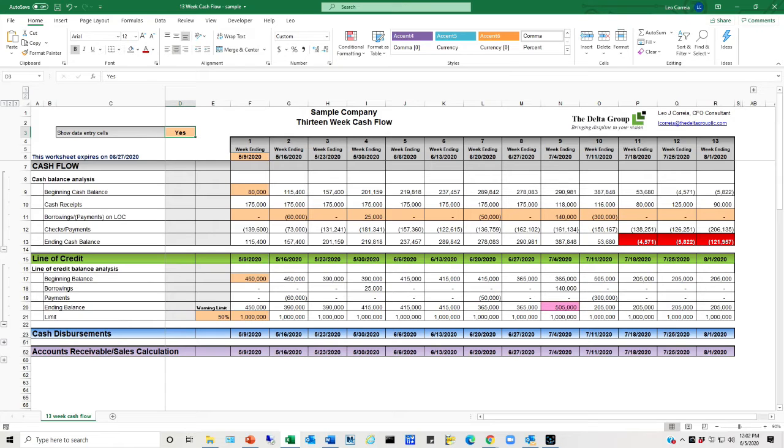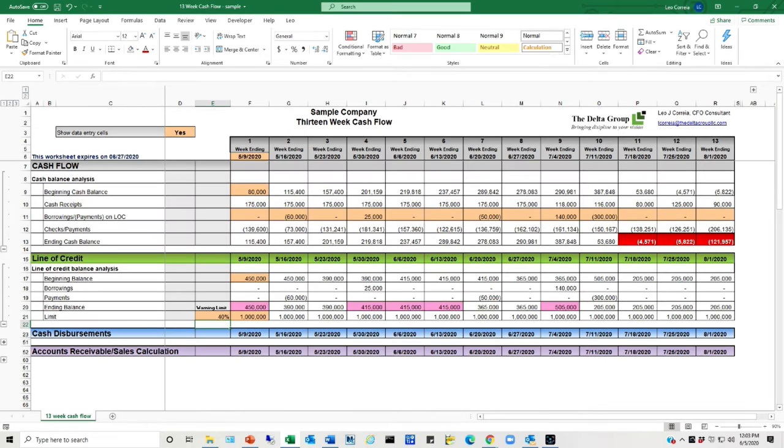In week 9, my ending line of credit balance is $505,000, which is over my 50% limit. So the cell is automatically colored light red. If I change the warning limit to 60%, my shading goes away. If I change this to 40%, you can easily see which weeks exceed my 40% limit on the line of credit.